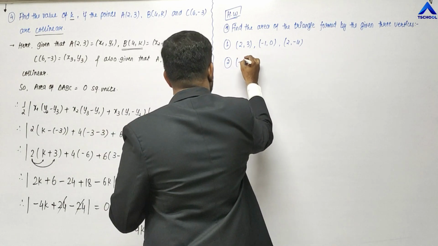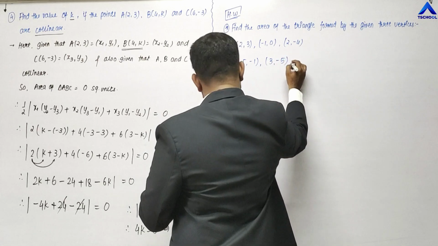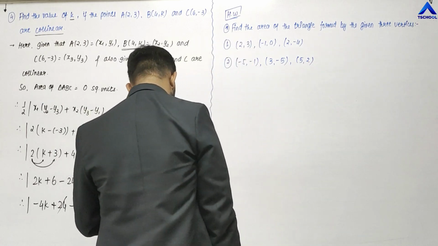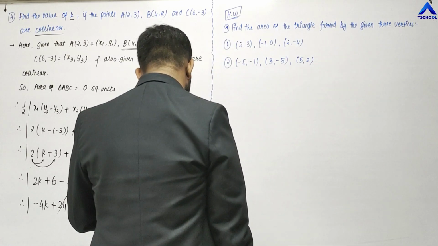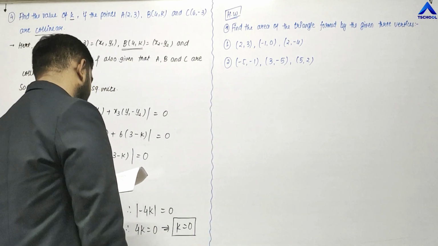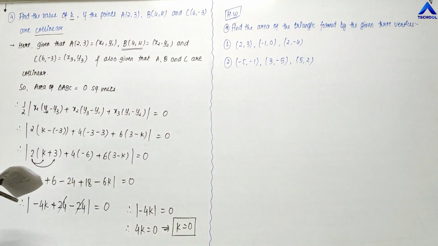The second one, (-5, -1), (3, -5) and (5, 2), right? So these are the two examples that you will do in homework. Okay, so in the next lecture, friends, we shall solve some more examples related to the area of a triangle. Is this thing clear?